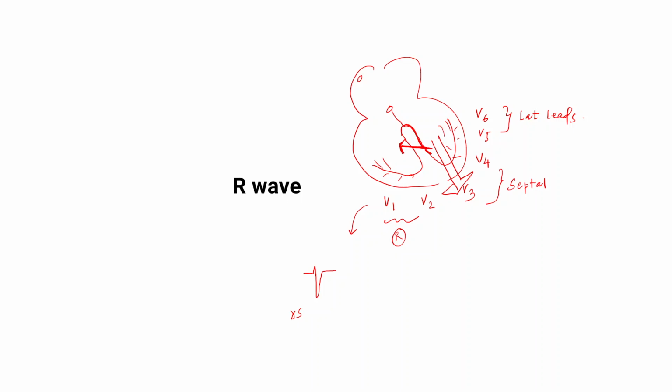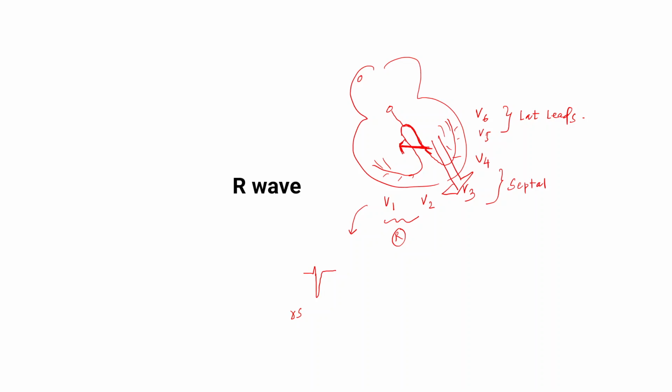I have already told you the first positive wave is R. If R is smaller in amplitude, you have to represent it with a small r, and then the S wave. The S wave represents the net ventricular depolarization, which is happening in the opposite direction of V1.